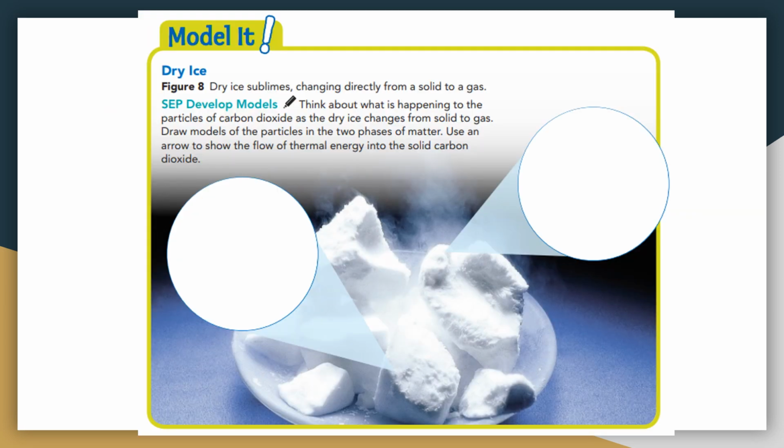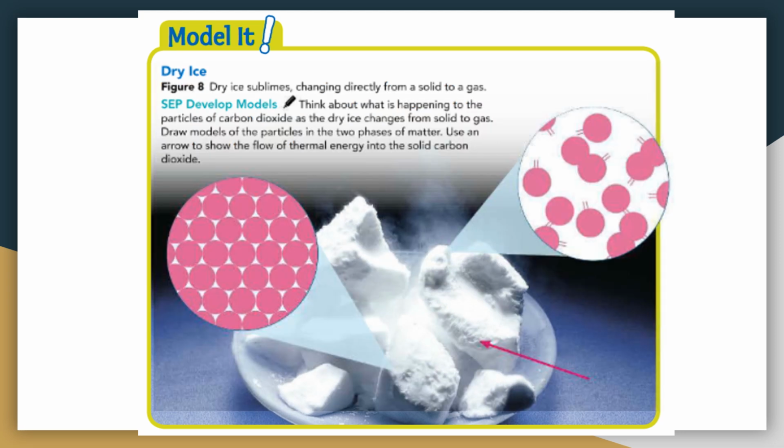Alright, so now we'll do the model it. Dry ice sublimes, or changes directly from a solid to a gas. Think about what is happening to the particles of carbon dioxide as the dry ice changes from solid to gas. Draw models of the particles in the two phases of matter. Use an arrow to show the flow of thermal energy into the solid carbon dioxide. Your image should look something like this.